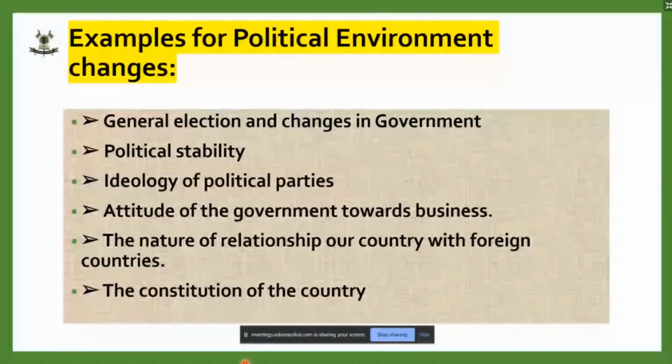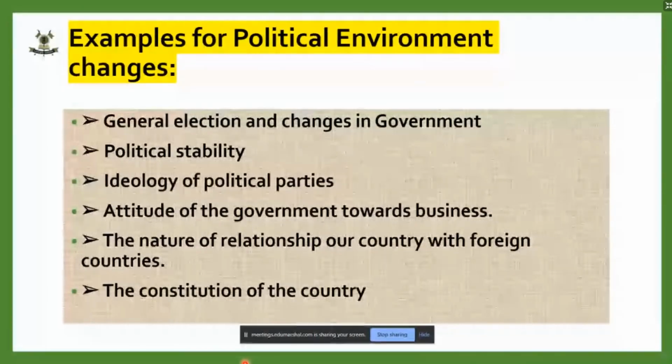Some governments are inclined towards agriculturists, with their main aim being reducing unemployment and poverty. And some political parties might be thinking of industrialization. Their focus is on more industries. So it depends upon the ideology of the political parties. That is, the ideology of political parties is also part of the political environment. Attitude of government towards business, whether they are favoring it or not.